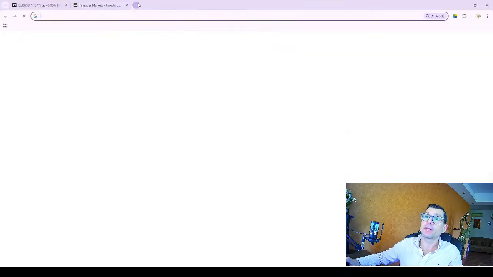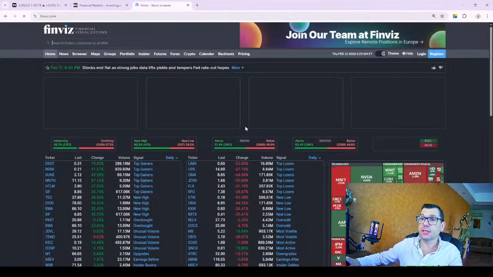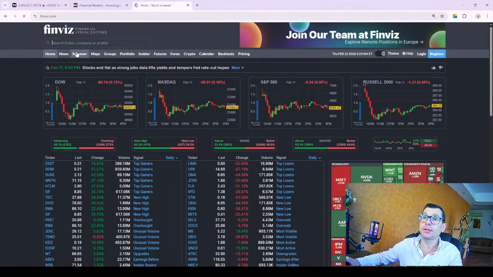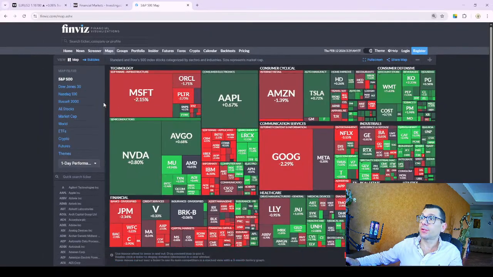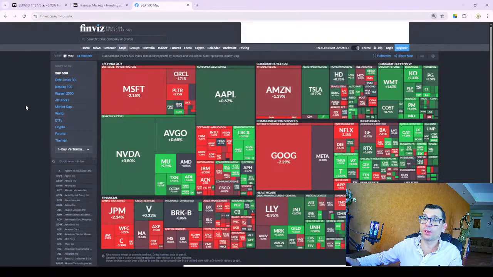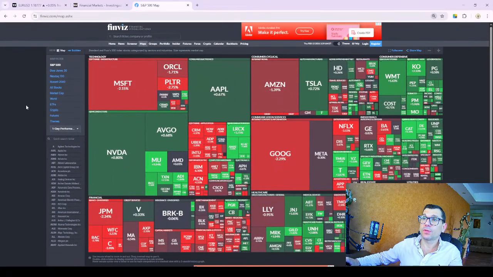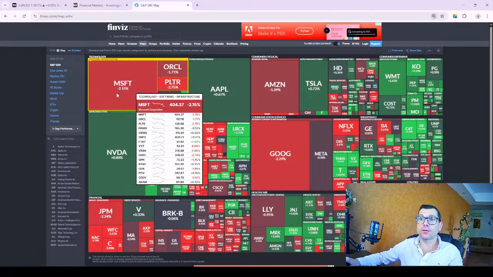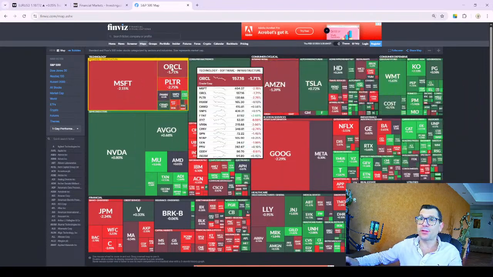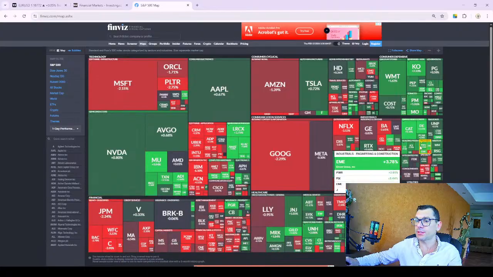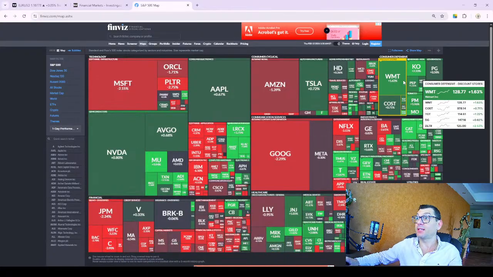By the way, just so you understand what an index is and what it consists of, we can go here and go to maps. Let me make the page a little bit smaller so that you can observe it better. Now, look, these are the indices. Let's say S&P 500. You see, this is the 500 biggest companies in the US that are divided by different sectors.